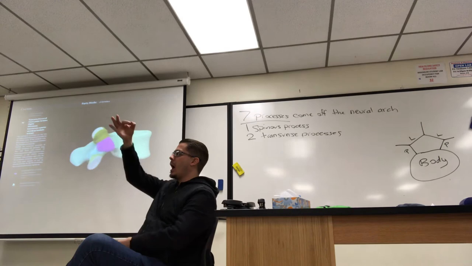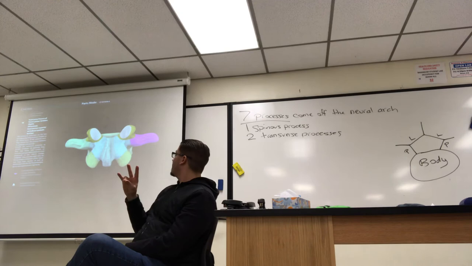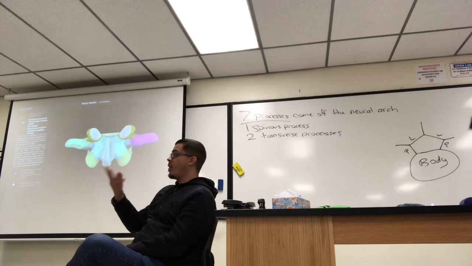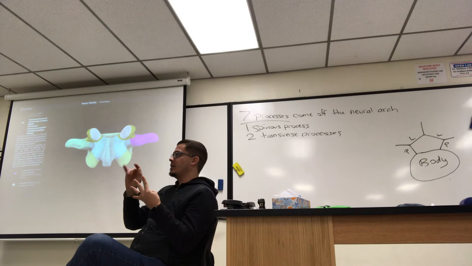Here's a posterior view. So there's seven. How many have I named so far? Three. So there's four left. The remaining four processes are articular processes, two superior, two inferior. You can see them there.